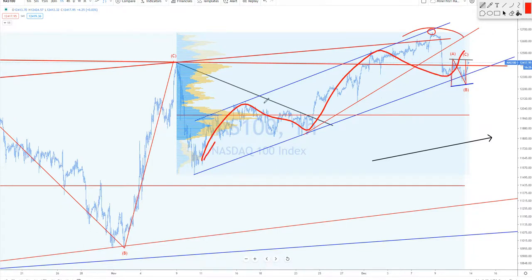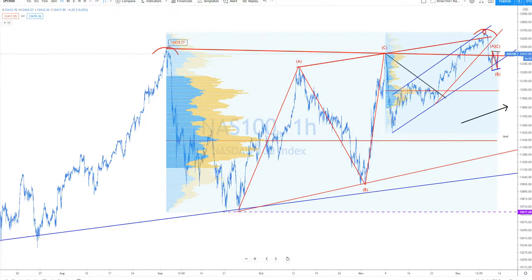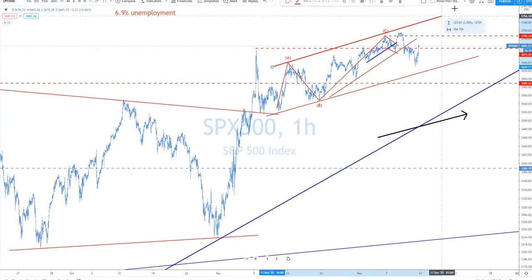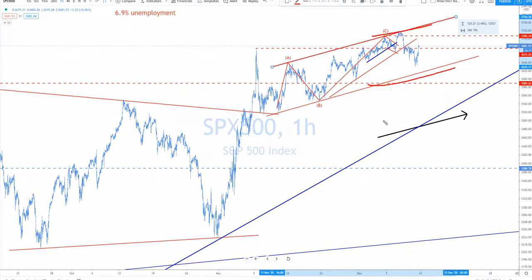It might be a little bit noisy for you right now, but it's a 1-2-3, and now it's building pressure here. So for the next move down, that's the way I'm looking at it. S&P 500 looks a little bit better, but it's in the middle of nowhere, between these two structures here. So you've got a 1-2-3, it's valid.